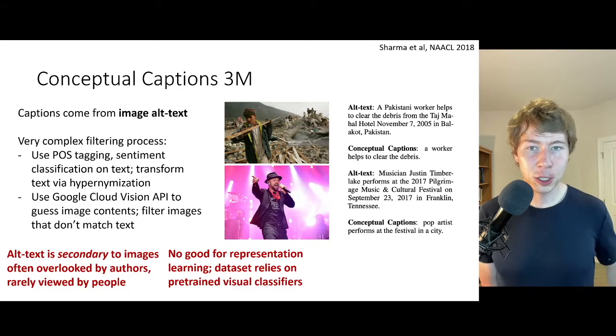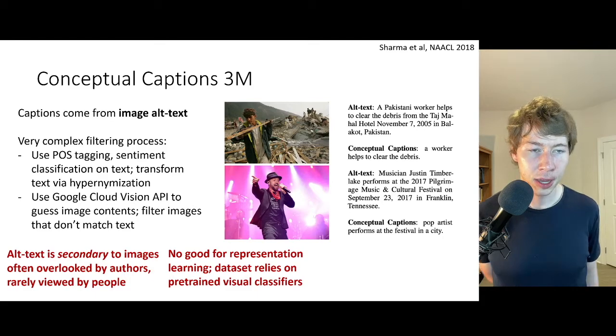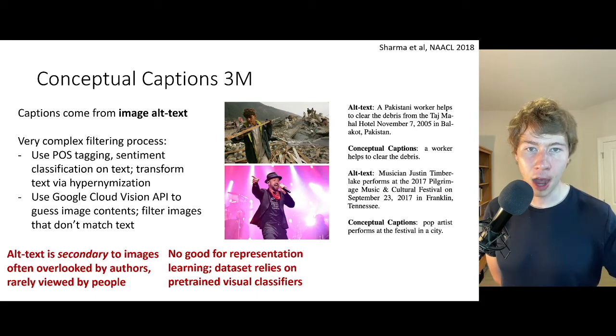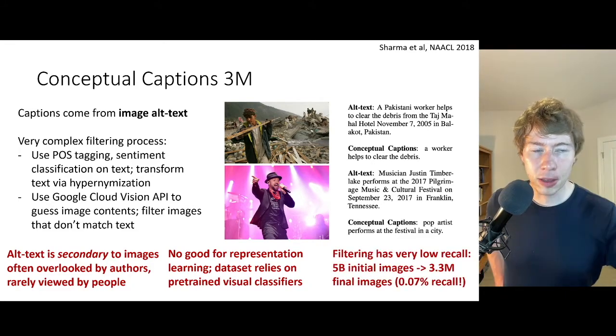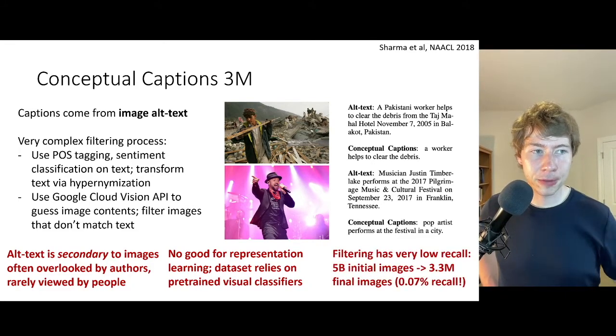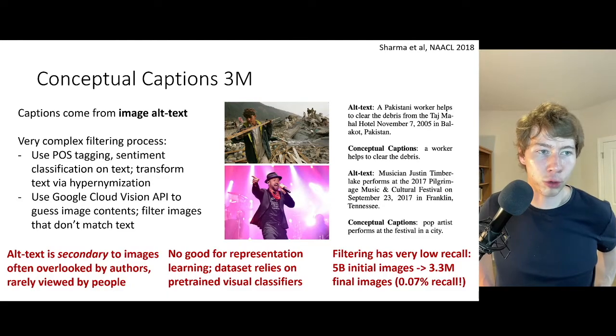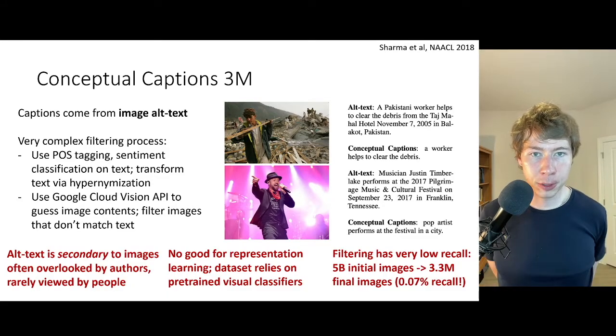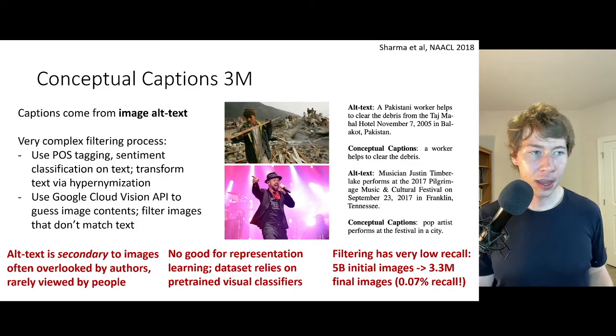So there's potential for subtle bias in the type of content that shows up in Conceptual Captions due to its underlying reliance on visual classifiers in the dataset preparation. Another issue with Conceptual Captions is that this filtering pipeline has extremely low recall. In the Conceptual Captions 3M dataset, they start from a set of 5 billion initial images, and through all this filtering and preprocessing, they only end up with about 3 million final images.